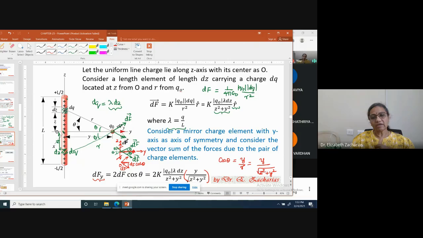Now I can simplify this. I can take this z square plus y square and the under root of z square plus y square, and simply call it (z square plus y square) whole to the power of 3 by 2. Finally I got my net force because of these two elements, and I find that the net force is along the y-axis.